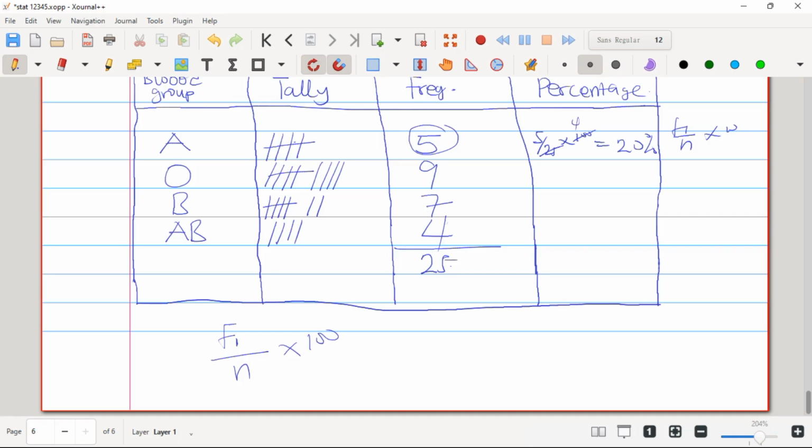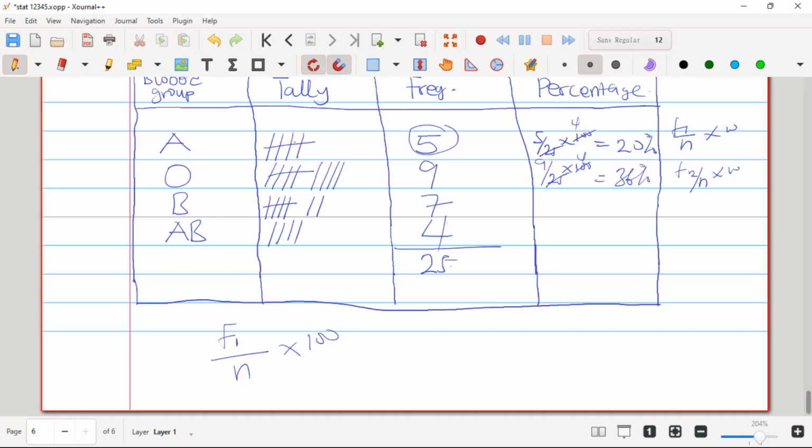20%. And then for the 9, here will give us F2 divided by N times 100. The second frequency, that will be F2. So here will give us 9 divided by 25 times 100. This will go into 100 4 times. So 4 times 9 is surely going to give us 36. Right? For the O, we are going to have 36%.